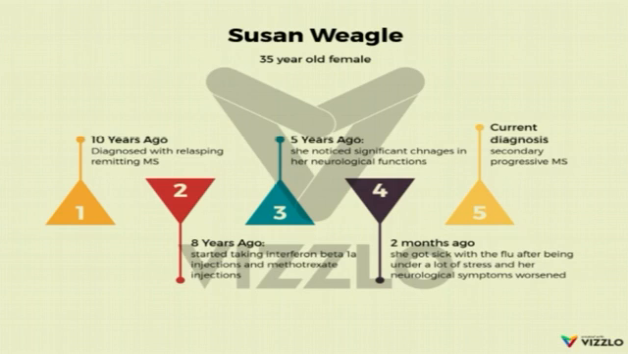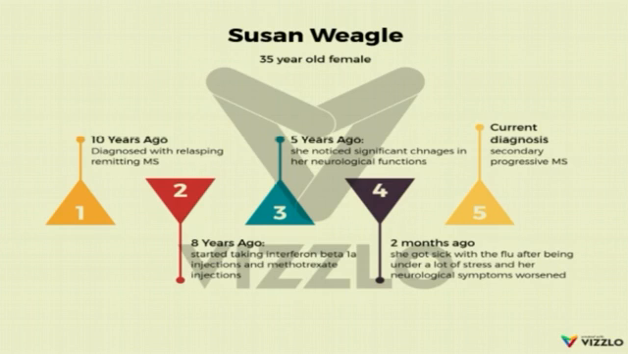Look at this timeline, which illustrates Miss Weagle's journey with MS. It all started 10 years ago, when she was diagnosed with relapsing remitting MS, which is also known as RRMS. 8 years ago, Miss Weagle started taking interferon beta 1A injections and methotrexate injections. 5 years ago, she noticed a significant change in her neurological functions, as she often experienced heat intolerance, a tendency to fall, and a change in her vision.